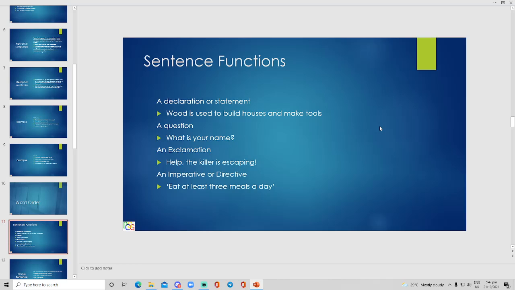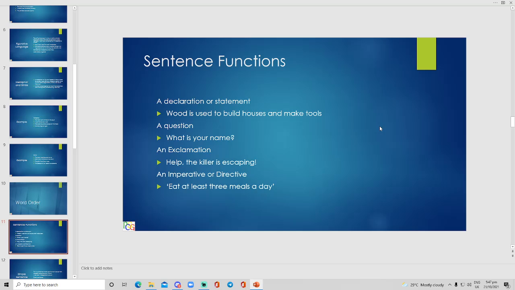So, in word order I have sentence functions. Remember, this is just an introduction to basic English. You can get into deeper stuff later as time passes on. So, sentence functions. A declaration, or statement. So sentences have functions, and this is one of them. Statement, some sentences are statements, or you can call them a declaration.